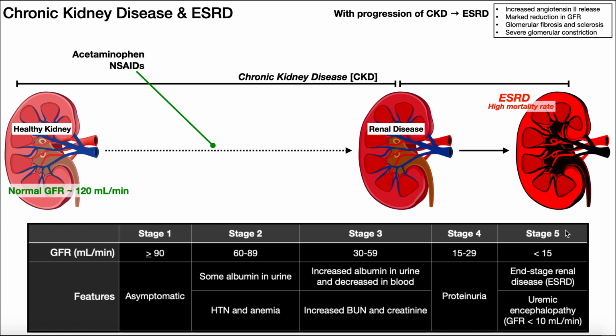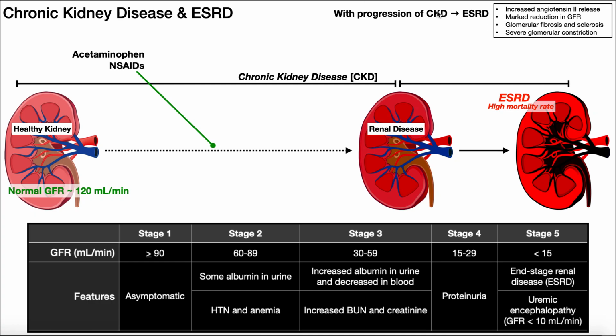Now the last stage you could call stage 5 chronic kidney disease, but it's often called end-stage renal disease. At this point, the GFR has now dropped below 15 mils a minute, and we start to see uremic encephalopathy, particularly when the GFR drops below 10 mils a minute. So are you going to see this encephalopathy in someone with stage 2 and 3? No, because it takes a GFR that's pretty darn low to start to see those neurological changes. And as I mentioned before, end-stage renal disease has a very high mortality rate and often necessitates a kidney transplant.